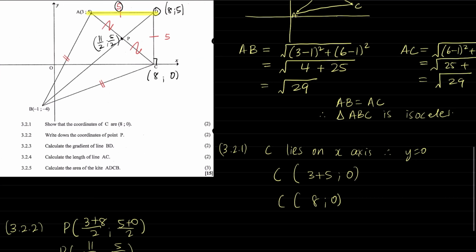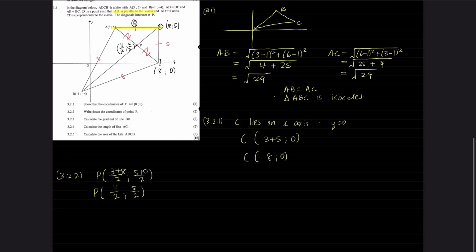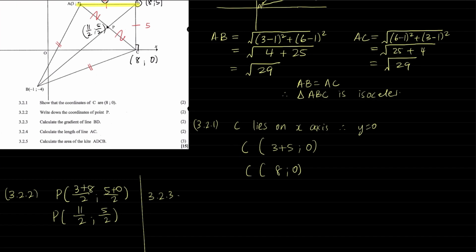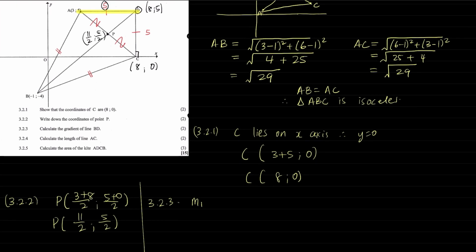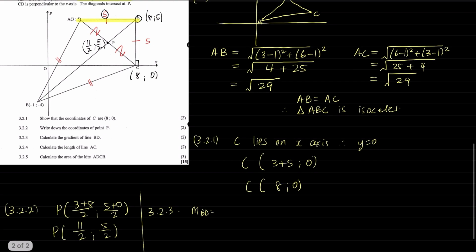So now that we know the coordinates, we can work out the gradient. So let's go ahead here. Let's draw a line. 3.2.3. So the gradient of BD is going to equal 5 minus minus 4, so 5 plus 4, over 8 minus minus 1, so 8 plus 1. So 5 plus 4 is 9, 8 plus 1 is 9, so 9 over 9 is 1. So the gradient of BD is 1.